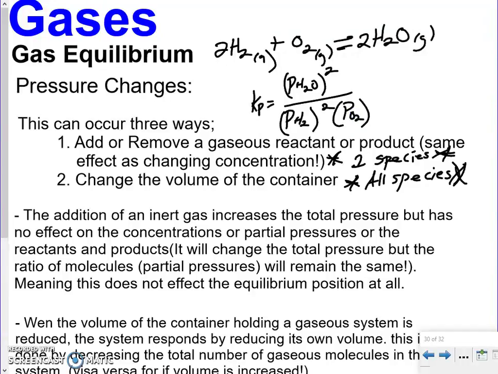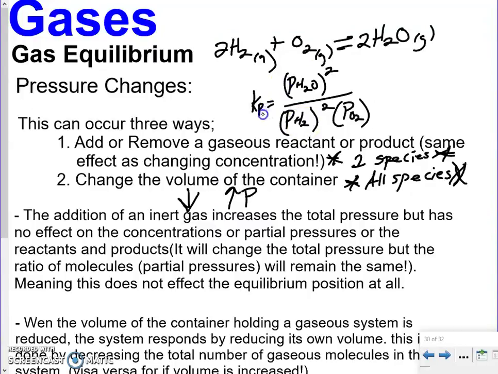So that's our equilibrium expression. So let's talk about it. Let's say I take my volume and I decrease my volume. Well, what is that going to do overall? That's going to decrease the amount of space the molecules are bouncing around in. Therefore, it's actually going to increase our pressures.